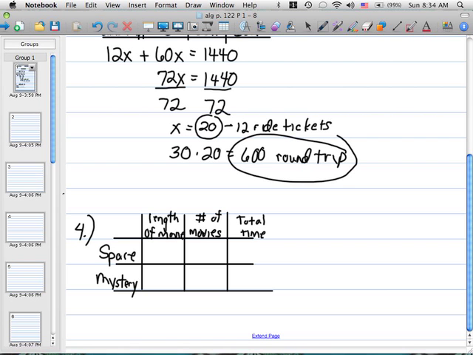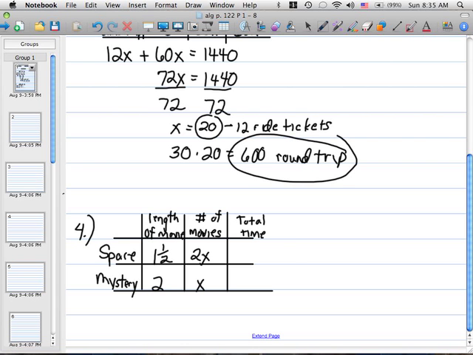The first sentence said he saw twice as many 1.5-hour space movies as he did 2-hour mysteries. So we know the movie lengths. The length of a space movie is 1.5, and the length of a mystery is 2. And it said he watched twice as many space movies as he did mysteries. So they're building on mysteries, so we'll let x be mysteries, and space was twice as many, 2x.